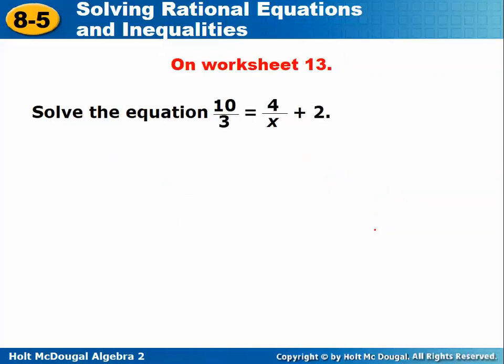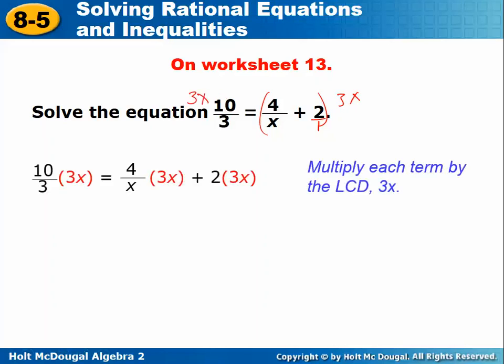Okay, here's one from your worksheet. We have 10 over 3 equals 4 over x plus 2. So our common denominators are 3, x, and 1. So our common denominator will be 3x. We're going to start by multiplying both sides by the common denominator of 3x. When we do that, 10 over 3 times 3x, the 3's cancel, and I'm left with 10x. Here, the x's would cancel, and I'll be left with 4 times 3 or 12. And on the last one, nothing will cancel, and I'll have 6x.